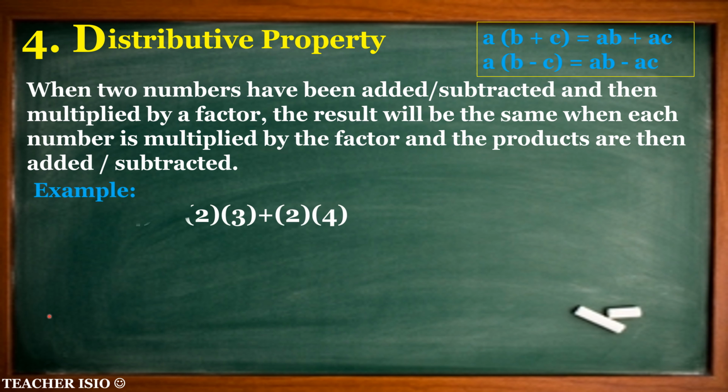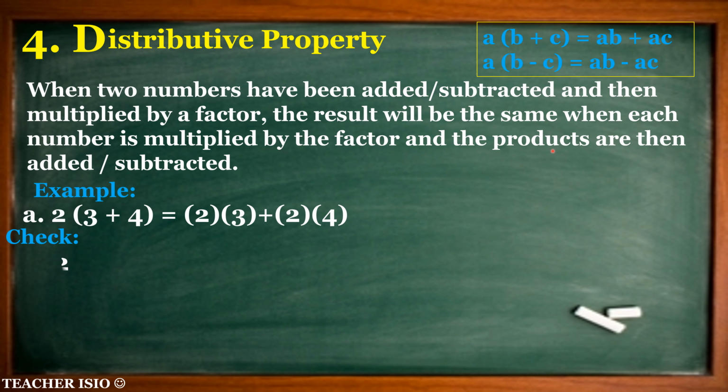So let's have example. As you can see, we have 2 times (3 plus 4). So ang dinidistribute natin dyan is 2. So we have 2 times 3 and then 2 times 4. That's why 2 times (3 plus 4), we have 2 times 3 plus 2 times 4. As you can see, dinistribute lang natin si 2. So ibig sabihin, kapag sinimplify natin to, si right side and si left side, equal lang siya because distributive property, sabi dyan, the result will be the same.